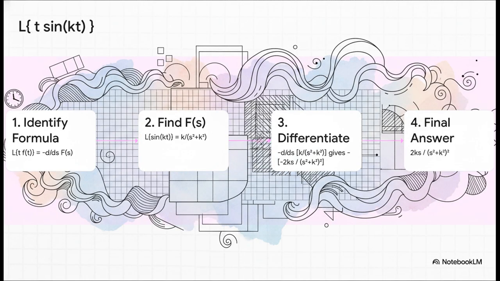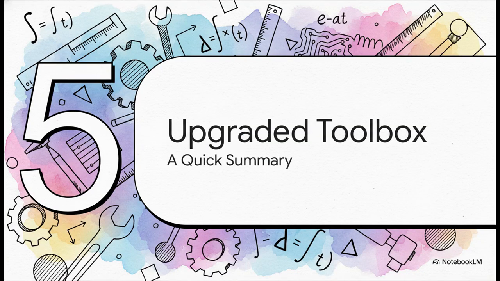And finally, let's put the derivative rule to the test. First, we identify our f of t as sine of kt. In step 2, we find its transform, F of s. Now for the really important part. In step 3, we have to differentiate that F of s with respect to s. And yeah, you're gonna need the chain rule for this one. And then we multiply the whole thing by -1. Notice the two negatives cancel out, leaving us with that clean final answer. So there you go, 3 problems that would have been a real headache to solve with direct integration, and we just breezed through them using our new tools.